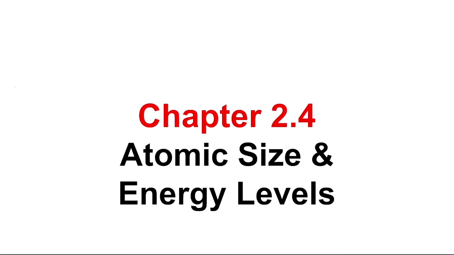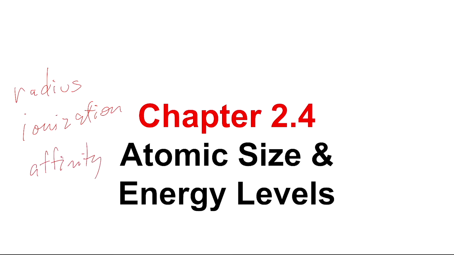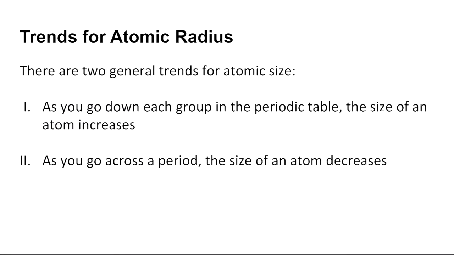We're going to look at the radius trend, we're going to look at the ionization energy, and we are going to look at electron affinity, all as three separate trends. So the first trend that we're going to look at is the trends for atomic radius.